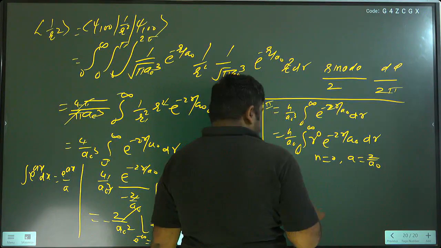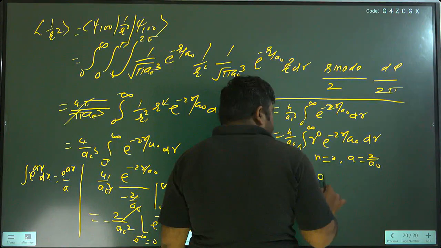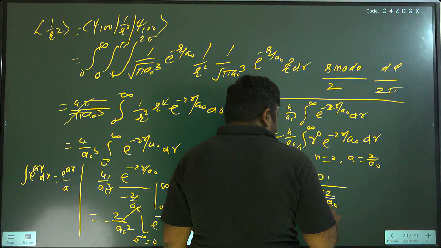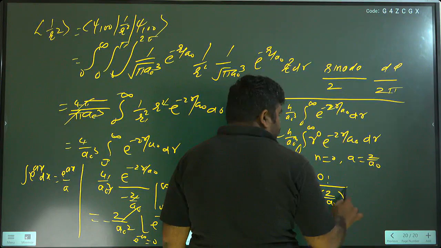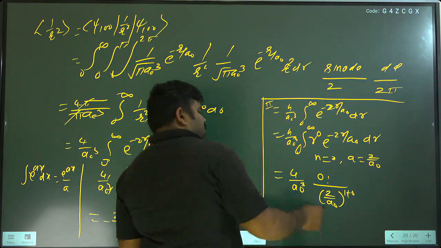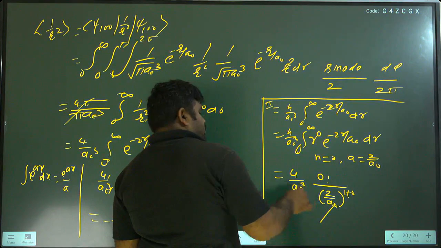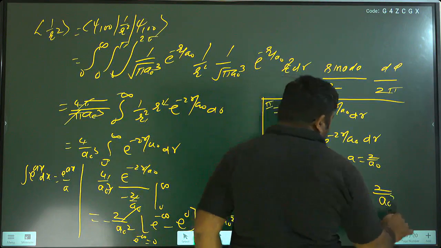Okay, this is equal to how much? 4 upon a naught, 1 upon n factorial. N factorial means 0 factorial, upon 2 upon a naught bracket is 2, 1 plus 0 or 0 plus 1. So one a naught gets cancelled, one 2 gets cancelled. This gives 2 upon a naught square. Second method. And what is the third method?